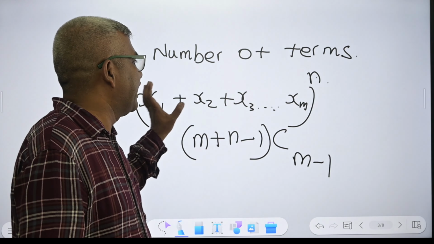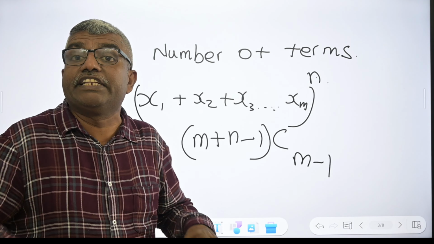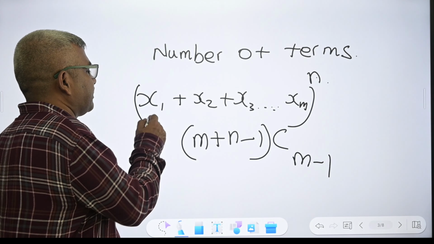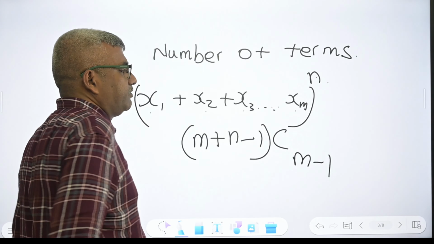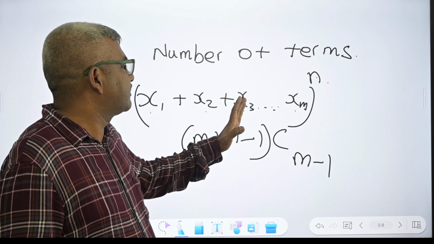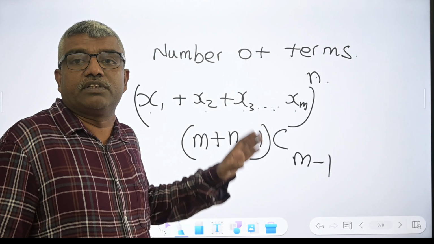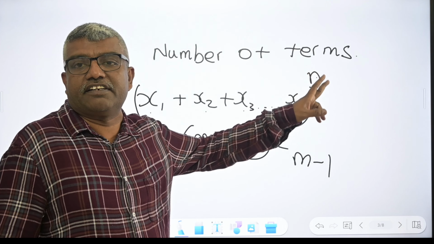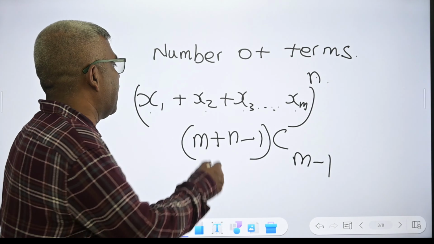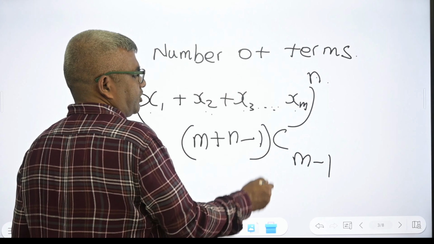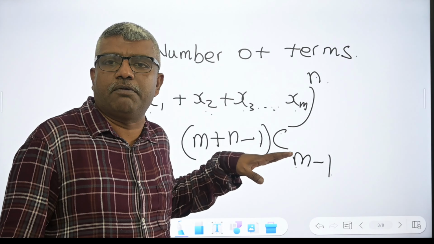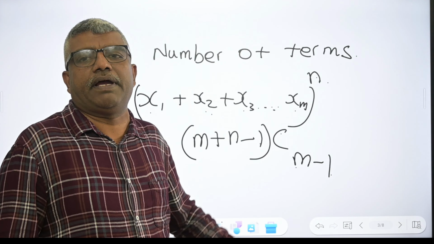How to find the number of terms in the expansion? For example, there are m terms, x1, x2, x3, up to xm, to the power n. To the power n, how many terms are there? It is (m + n - 1) C (m - 1).